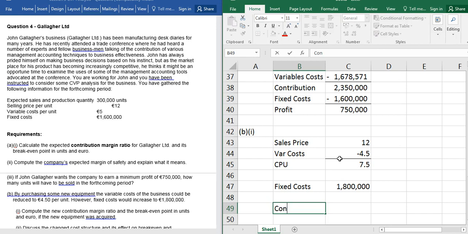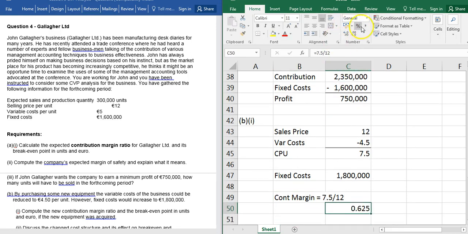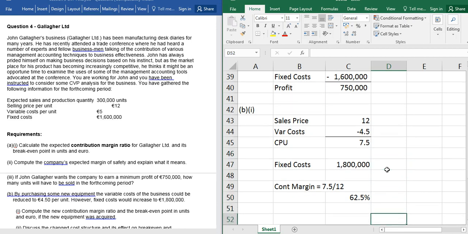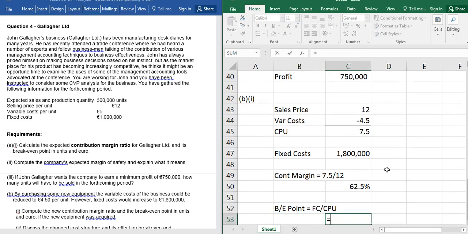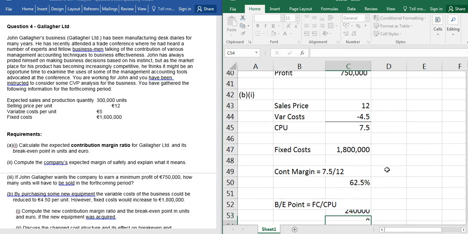So your contribution margin here will be 750 over 12. So your contribution margin is gone up from 58 up to 62.5%. So for every extra unit you sell, you're making more contribution. However, you have more fixed costs to cover early on, and that will show up in your break-even point. Your break-even point now is your fixed costs over your contribution per unit. So here it will be 1.8 million divided by 7.5.